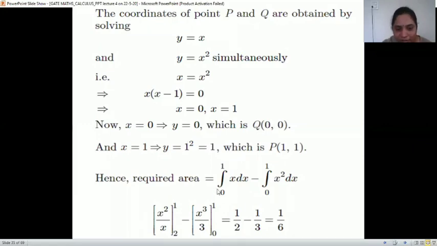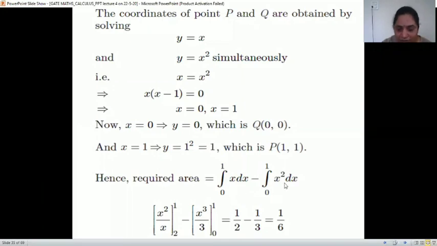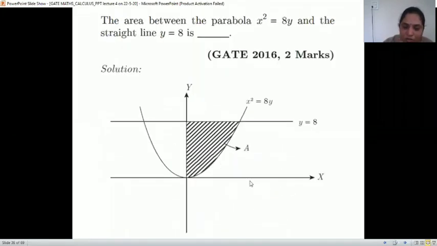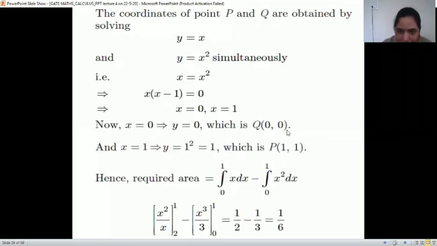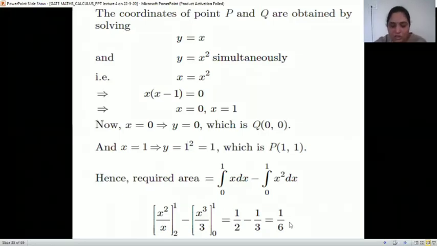That is, the required area is first the integration of y dx where y is x, so integration of x dx, minus the integration of x square dx, where y is x and y is x square. So we have to subtract, and this is from 0 to 1. Then solving this, we get the required area as 1 by 6. And if we solve by drawing the strip, we will get the same answer. This is the definition of area. We have seen there are two definitions of area.